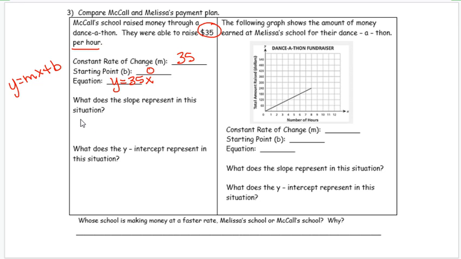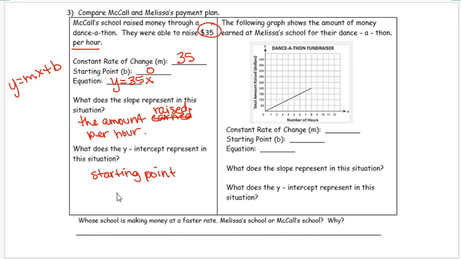So what does the slope represent? The amount earned per hour, or I should say raised, not earned, because it's a fundraiser. The amount raised per hour. What is the y-intercept? Starting point of fundraiser. So they started out with no money, and then they can make $35 each hour.